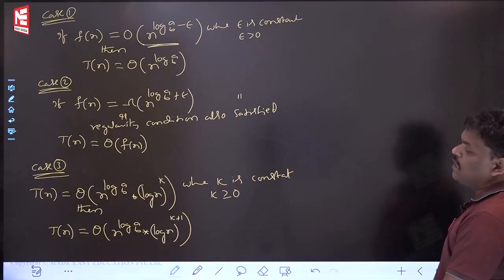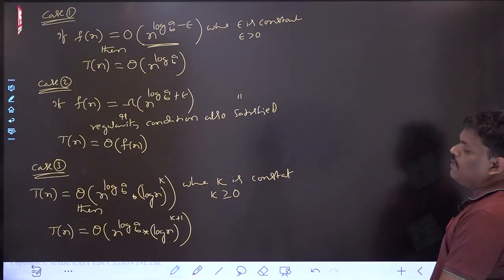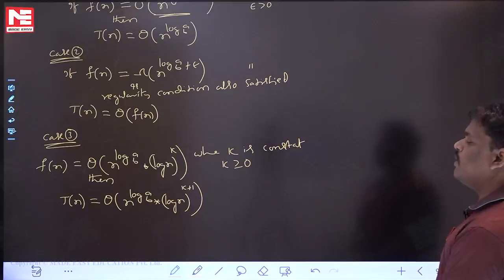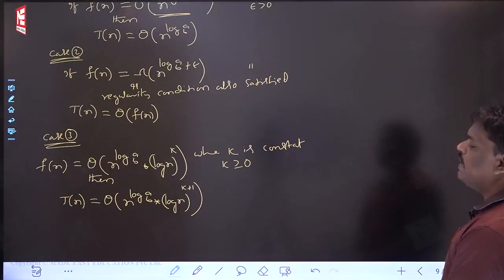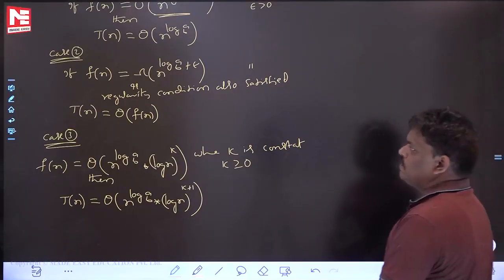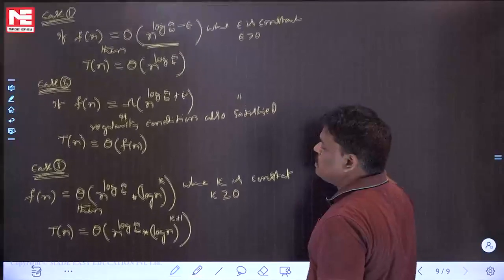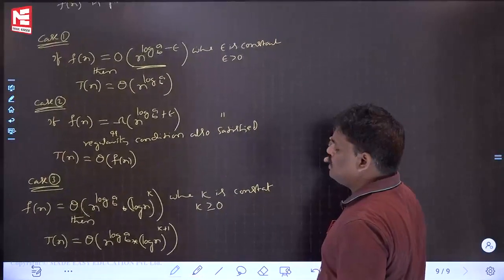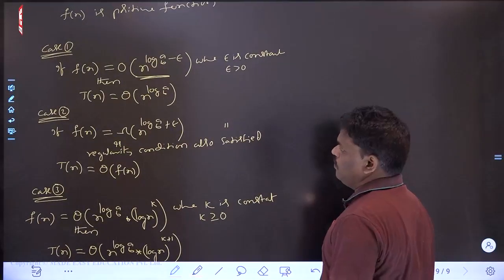Case 3, both are equal. Then take the right hand side one. Just write the answer with k plus 1, that's it. So I think the master theorem is simply 3 cases. Master theorem is simply 3 cases, please be careful.